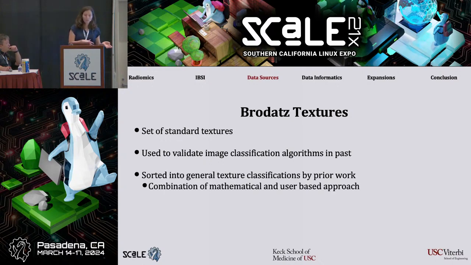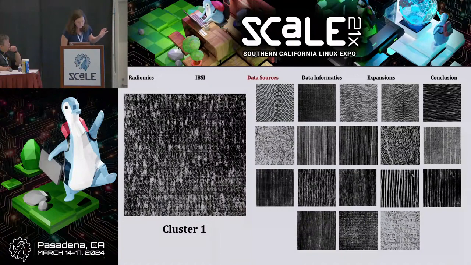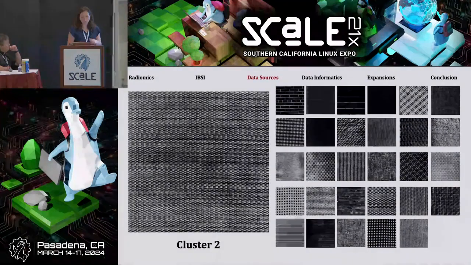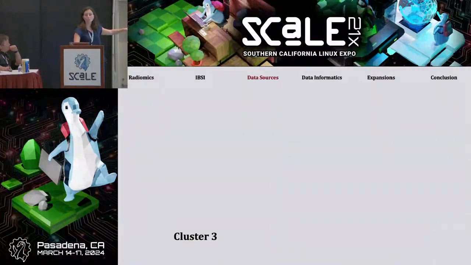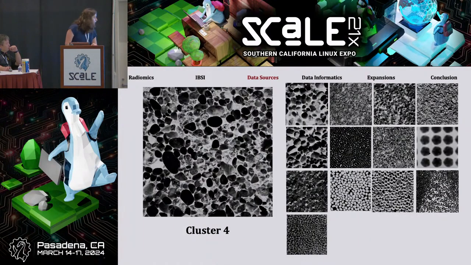And by prior work, it was sorted into general texture classifications. There were 3 different algorithms used, and study participant info also used to separate these 112 images into 7 different clusters. And with that, we have cluster 1. This is our first set of images that we were using. These were, upon a qualitative assessment, lots of repeating lines. We have our cluster 2. These are more of your brick or your woven patterns. Cluster 3, more radial patterns, lots of wood. Cluster 4, these were more of your stones, your rocks, different things.